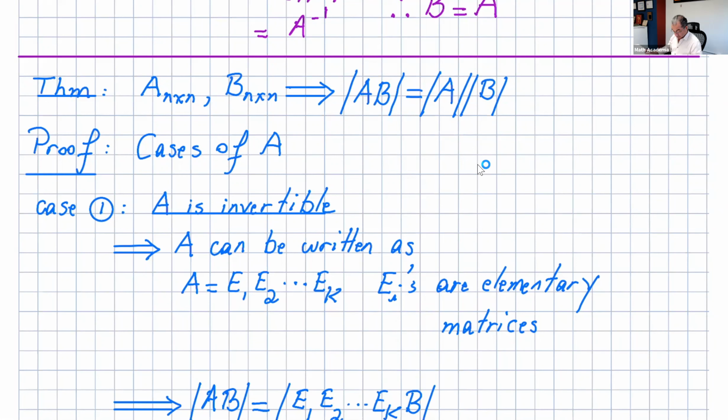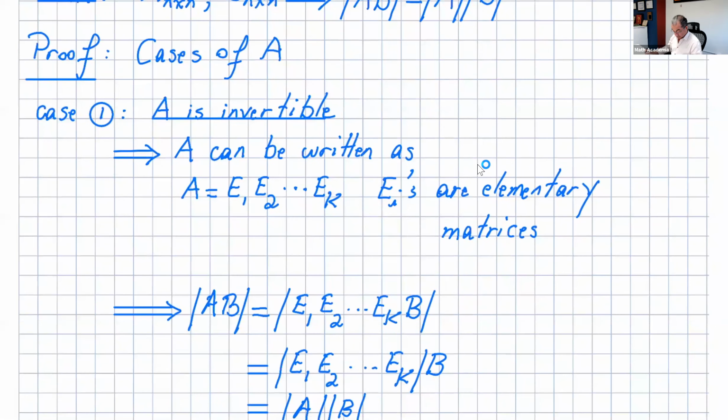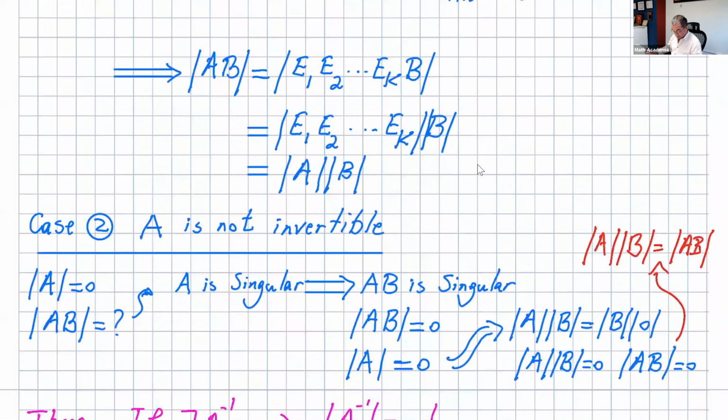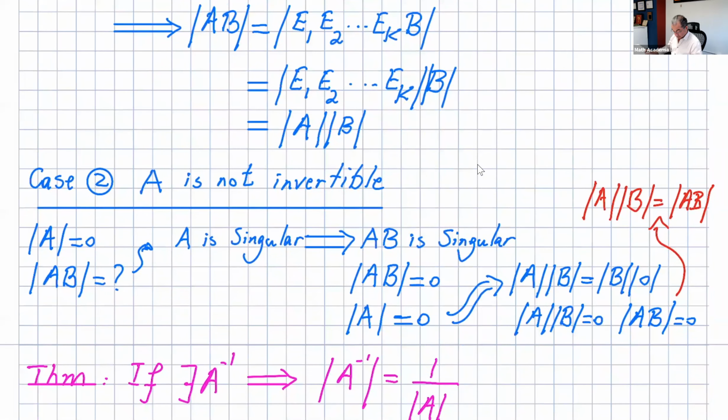The E's are our elementary matrices. The determinant of A times B, we can write that as the determinant of the product of elementary matrices times the determinant of B, and that basically equals the determinant of A times the determinant of B. If A is not invertible, then we know that the determinant will be 0.